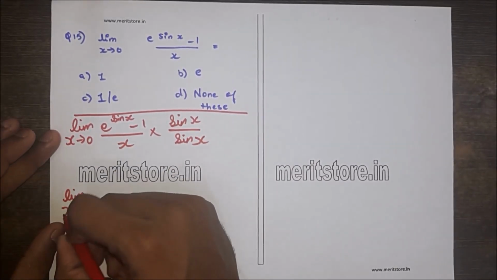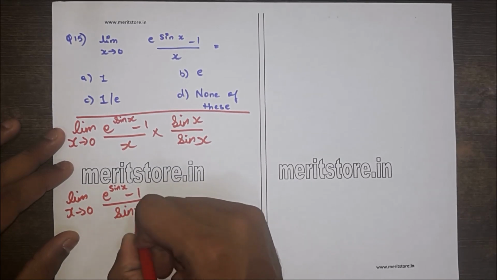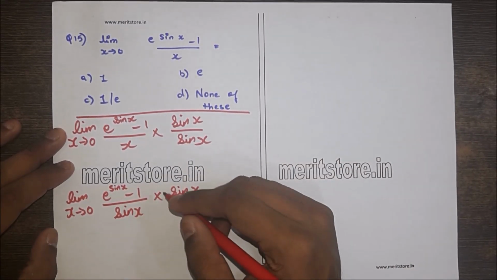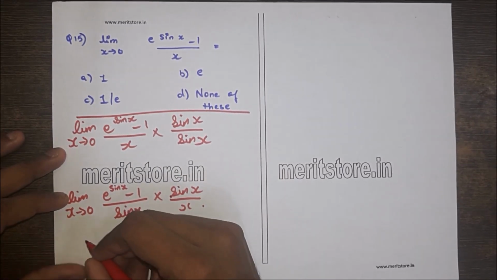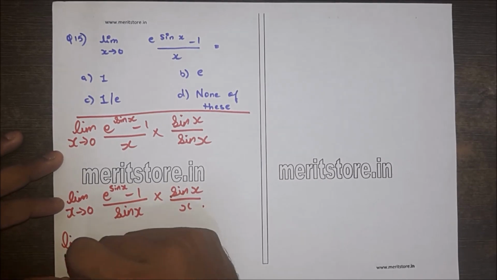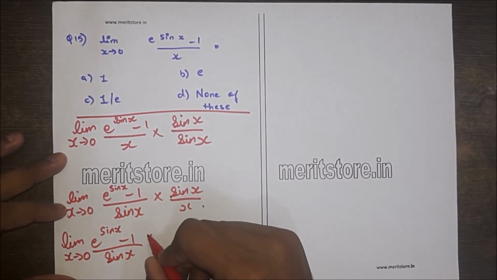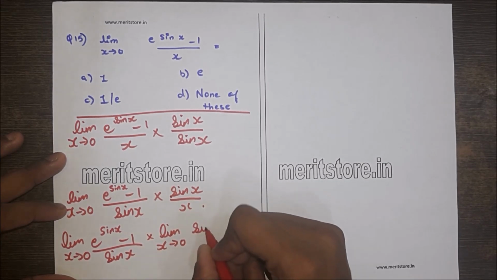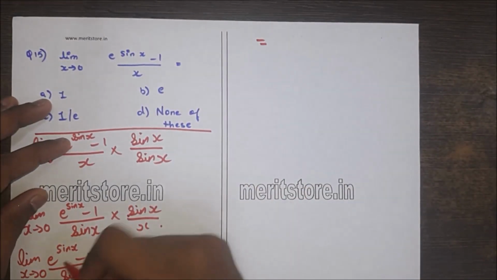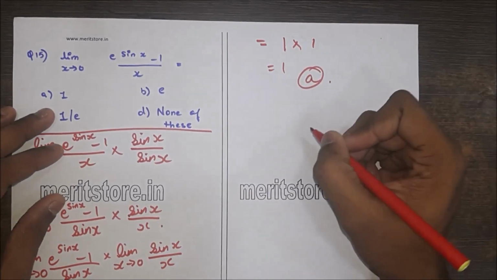which gives us limit of x tends to 0, e raised to sin x minus 1 upon sin x into sin x by x. Now we take the limit individually. Therefore, limit of x tends to 0, e raised to sin x minus 1 upon sin x into limit of x tends to 0, sin x by x, which gives us this is 1, and sin x by x also is 1, which is 1, and option A.